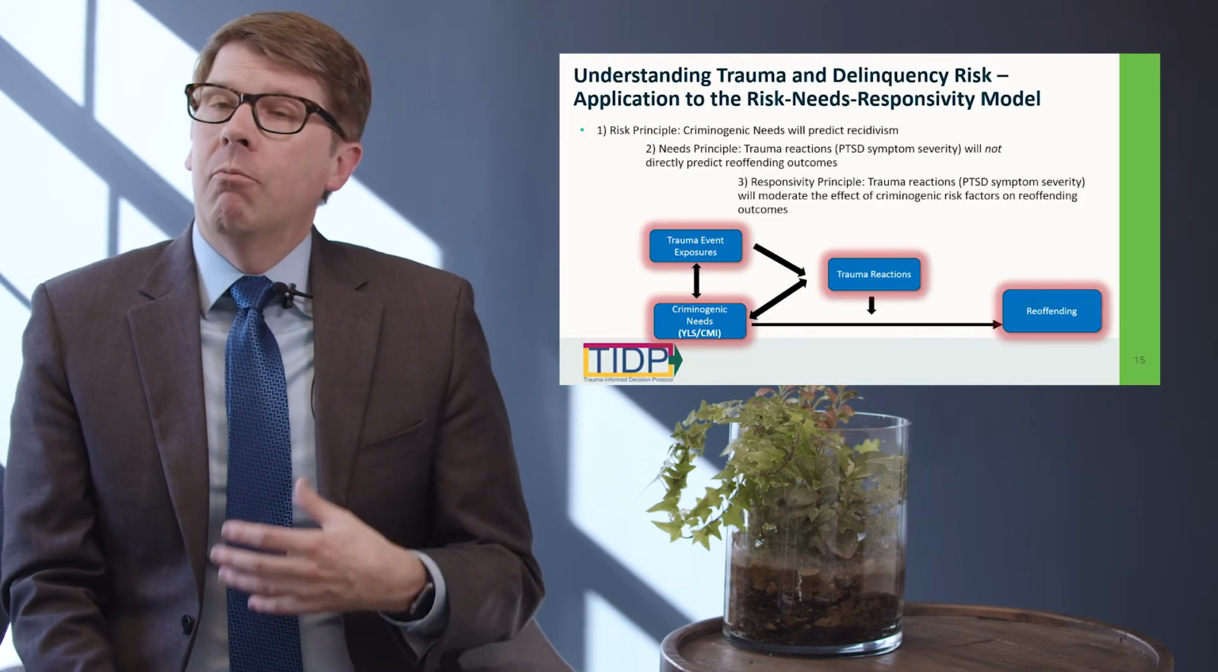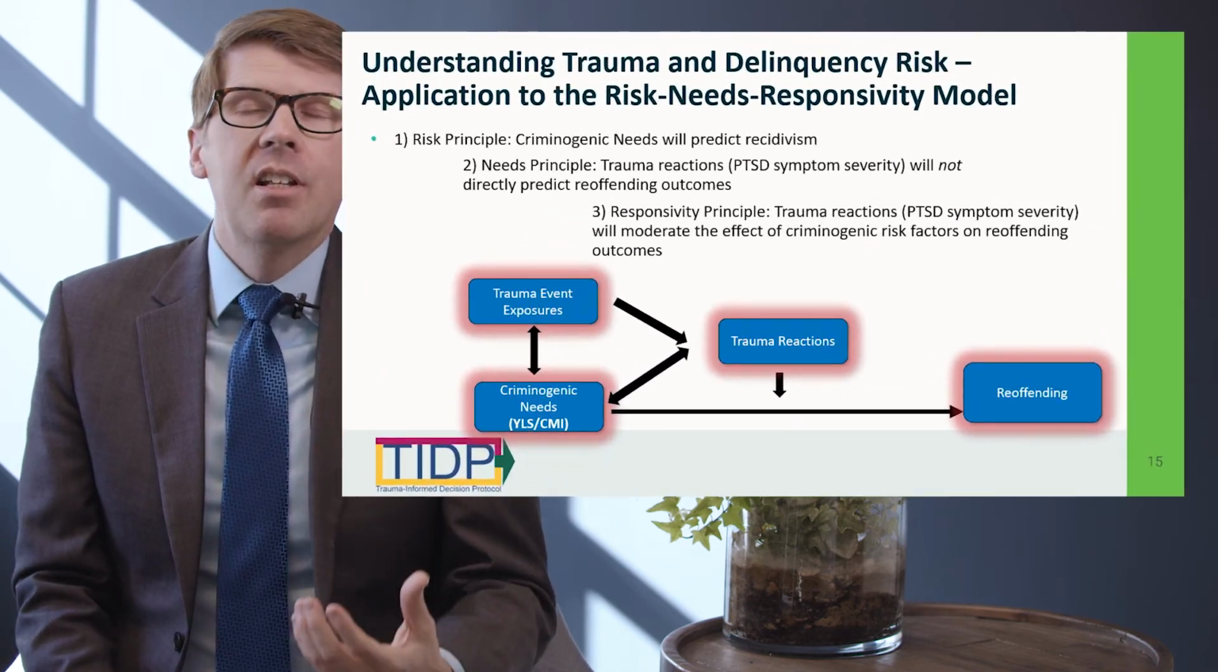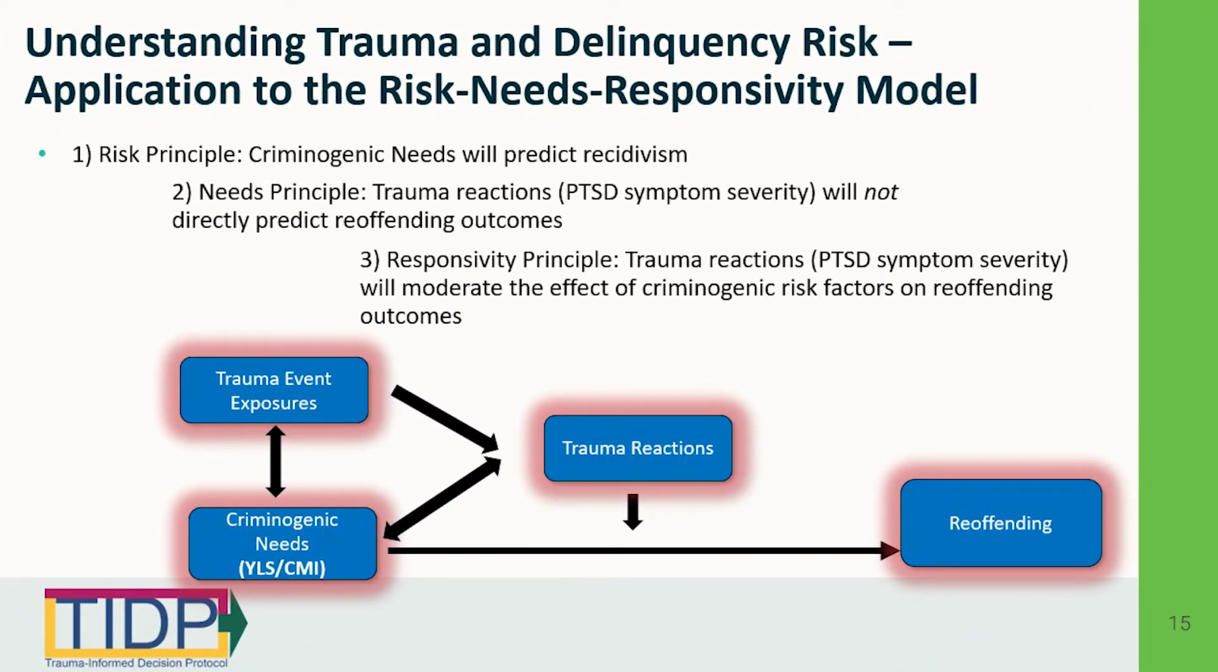And by referencing this slide, we can see a conceptual model of how these factors are related to one another. And there are really 3 overarching principles that will emerge from R&R that will help us to set the frame for this integration. First, of course, what we know is that the criminogenic risk factors are what are going to predict a youth's level of risk for future delinquent behavior or reoffending.